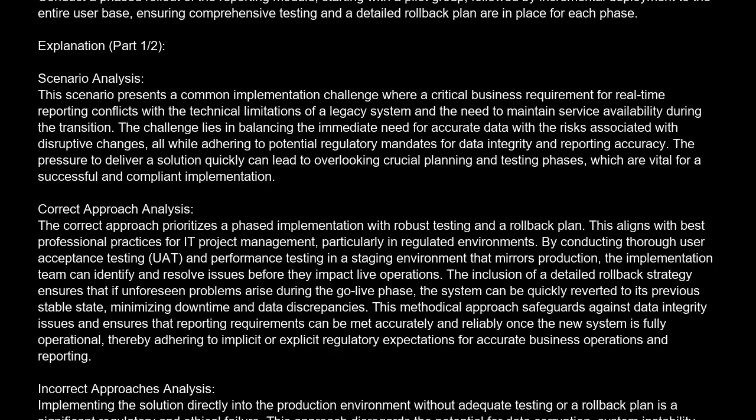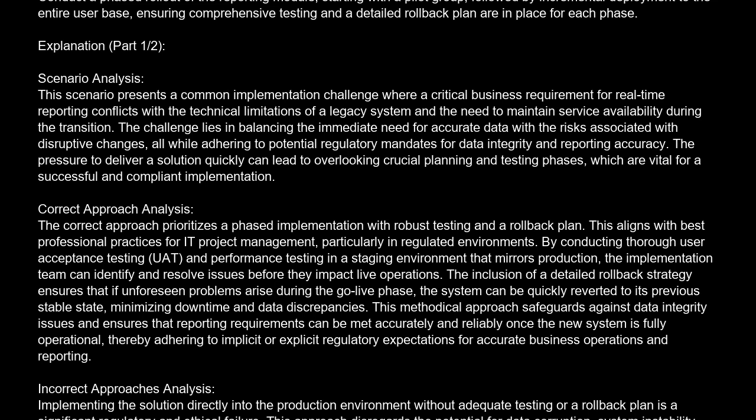Explanation. Scenario analysis. This scenario presents a common implementation challenge where a critical business requirement for real-time reporting conflicts with the technical limitations of a legacy system and the need to maintain service availability during the transition. The challenge lies in balancing the immediate need for accurate data with the risks associated with disruptive changes, all while adhering to potential regulatory mandates for data integrity and reporting accuracy. The pressure to deliver a solution quickly can lead to overlooking crucial planning and testing phases, which are vital for a successful and compliant implementation.